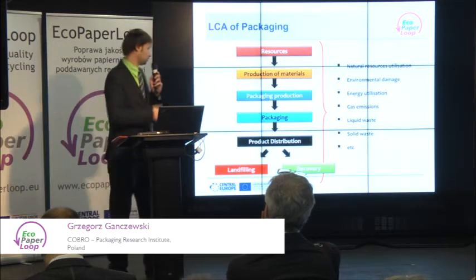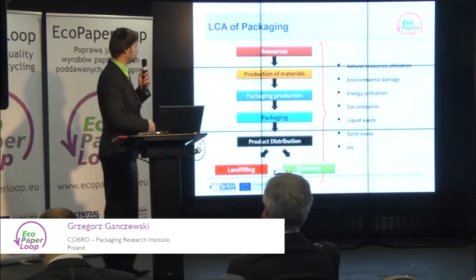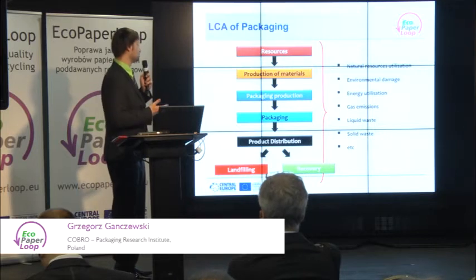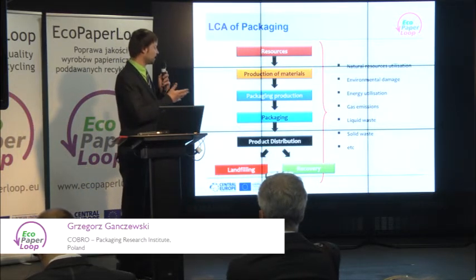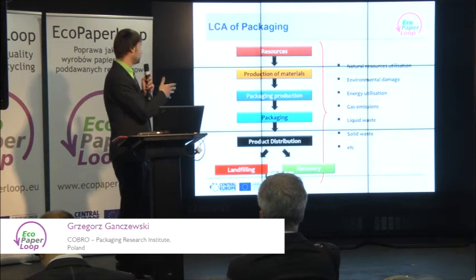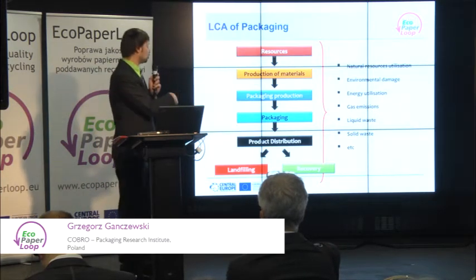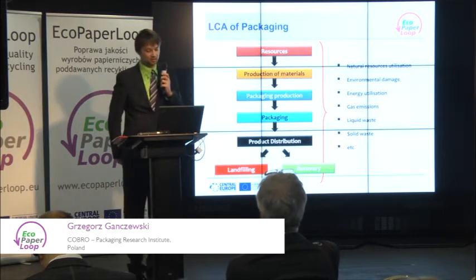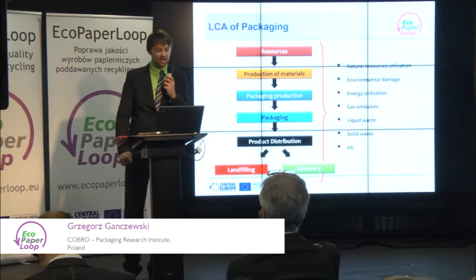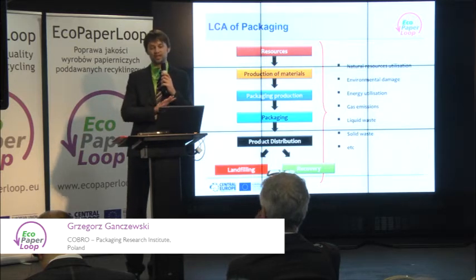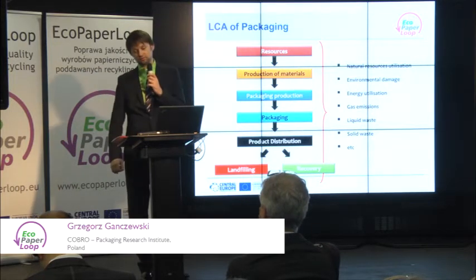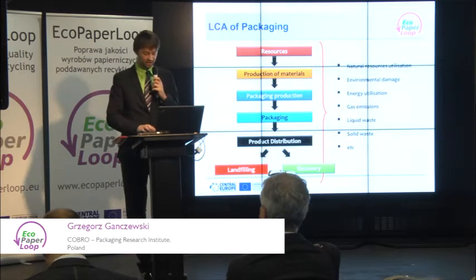So, in short, in the case of packaging, we have a process tree: from resources we produce materials, then we produce the actual packaging, then we have the packing phases, then product distribution, and then use phases. Afterwards we have either recovery, landfilling, or some other end of life. Throughout this life cycle we have different environmental issues, like natural resources utilization, environmental damage, energy utilization, gas emissions, liquid waste, solid waste, et cetera, depending on what method we choose to assess the life cycle of our product. We have different categories here.